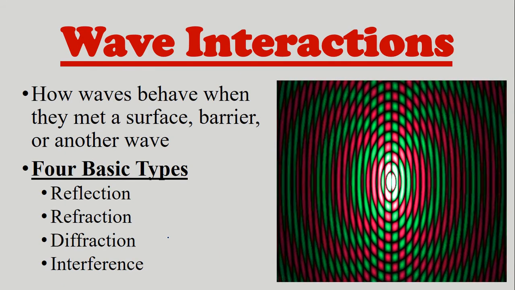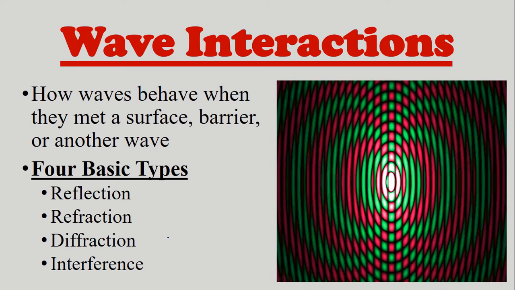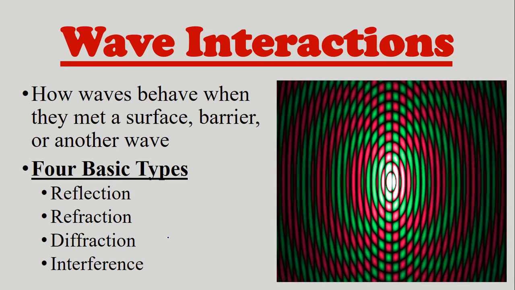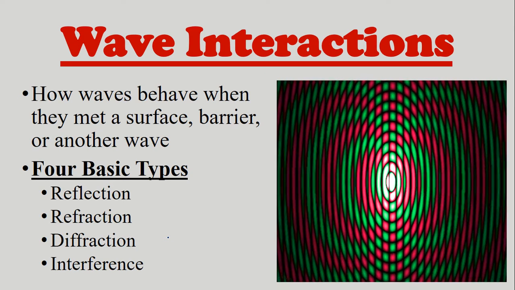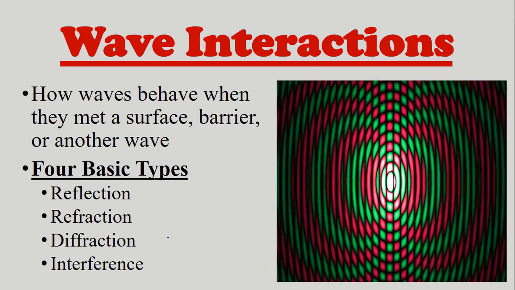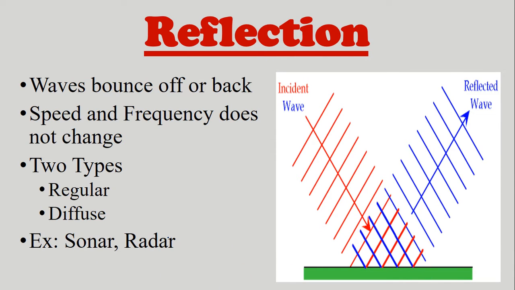So what are wave interactions? It's how waves behave when they meet a surface, or a barrier, or another wave. And there are really four basic wave interaction types. We've got reflection, refraction, diffraction, and interference. So we're going to talk about all four of those. The first one we're going to talk about is reflection.